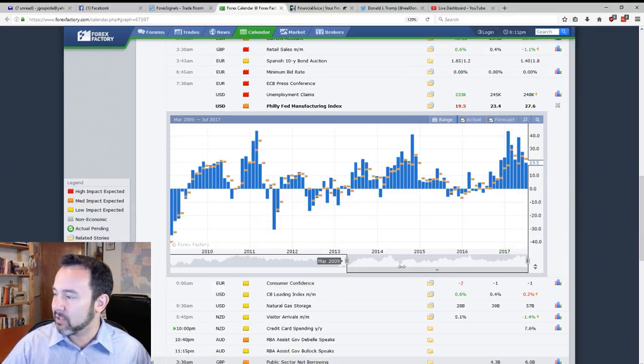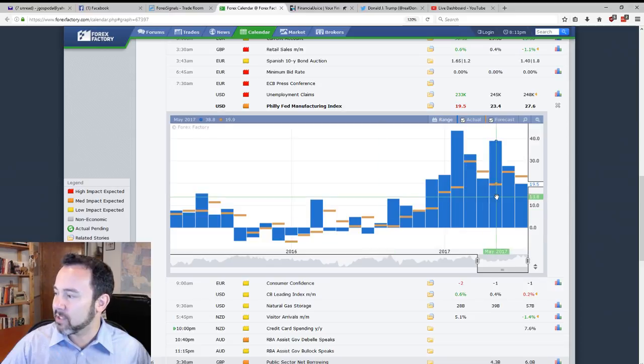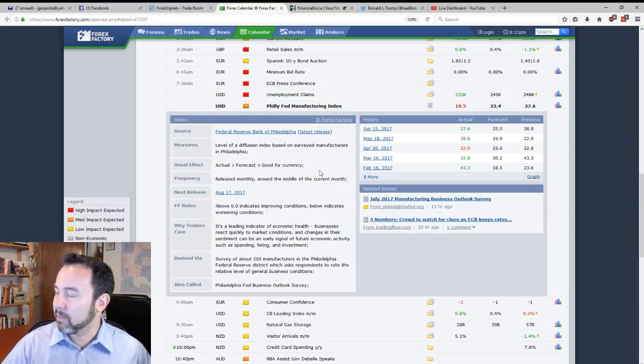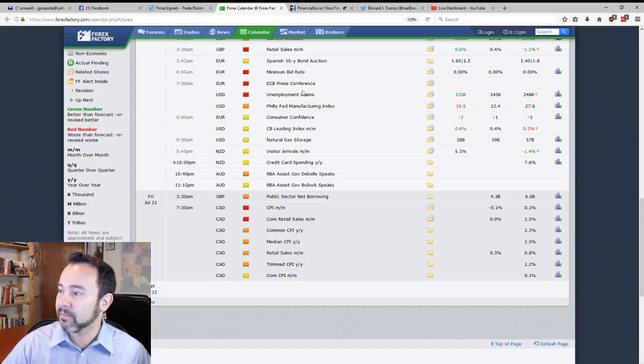If we pull in just a little bit on this Forex Factory histogram, you can see the Philly Fed has been dropping quite quick here. And if you're unfamiliar with the Philly Fed, you can pull it up in the explanation here. It says it's a survey of about 250 manufacturers in Philadelphia Federal Reserve District, which asks respondents to rate the relative level of business conditions. So it gives an outlook of manufacturing across the country by sampling businesses in Philadelphia.